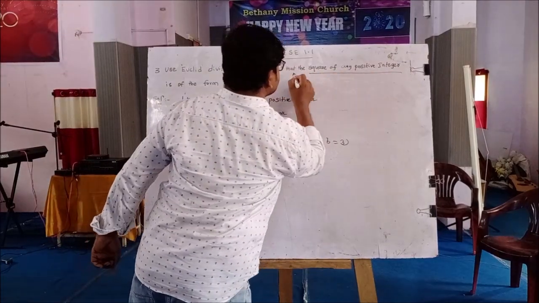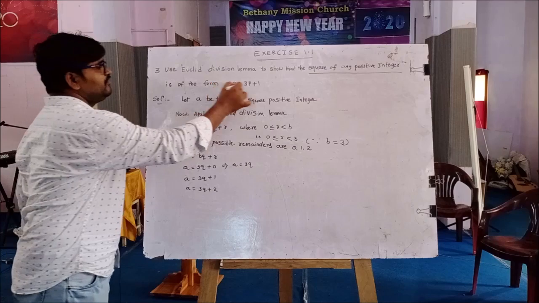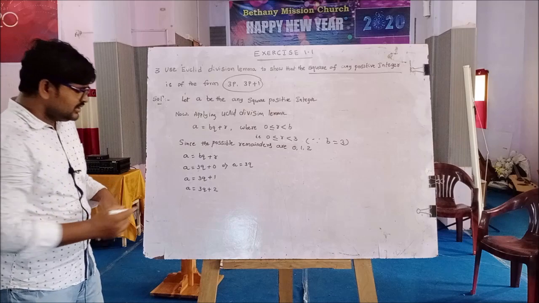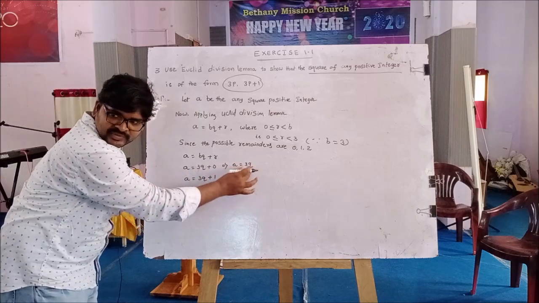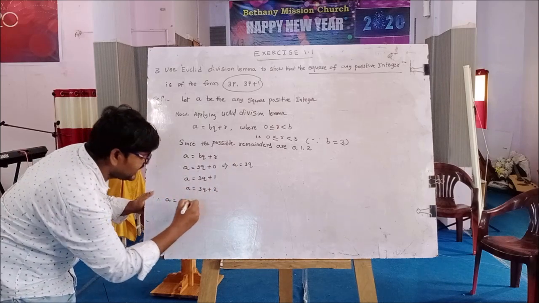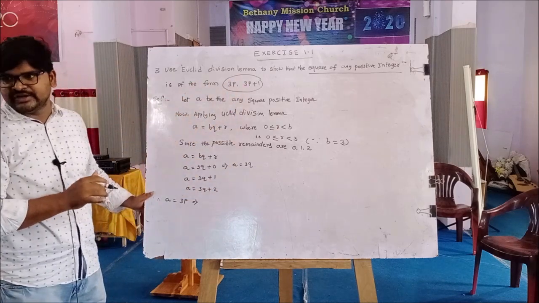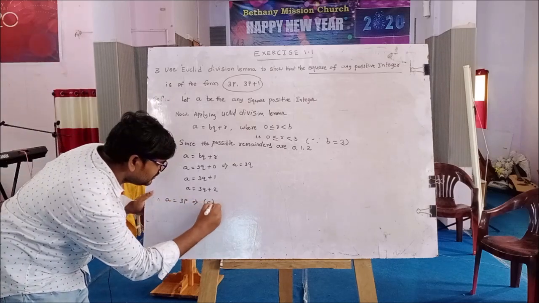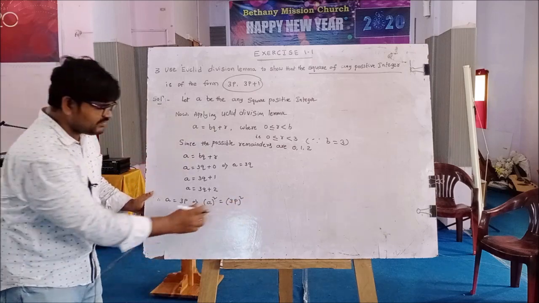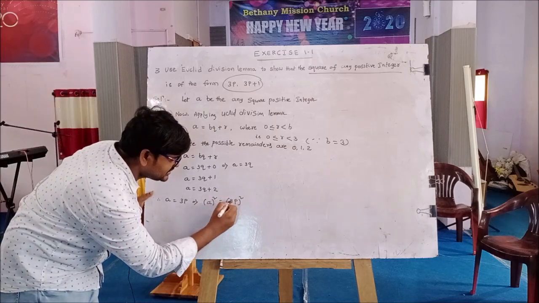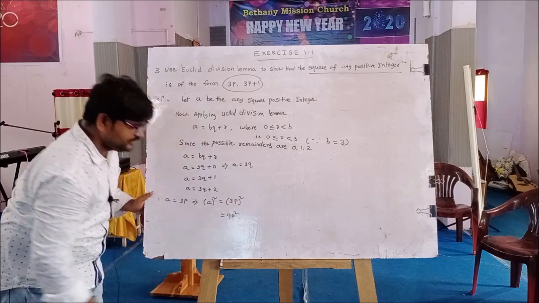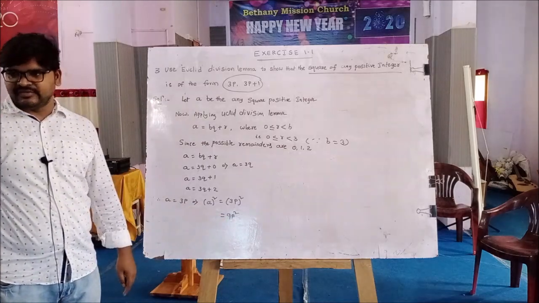According to the problem, the square of any positive integer is of the form 3p or 3p plus 1. It's clear? So here a equals 3p. We have to find the square, so write a square equals 3p whole square. 3p whole square means 3 square, 9, and p square. Here a square equals 9p square.